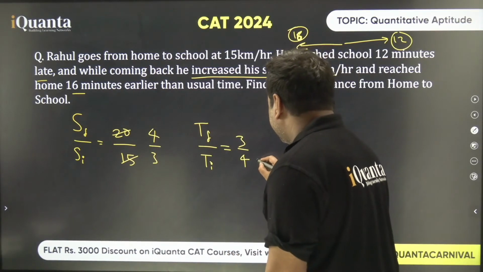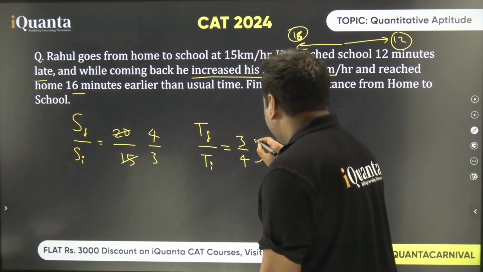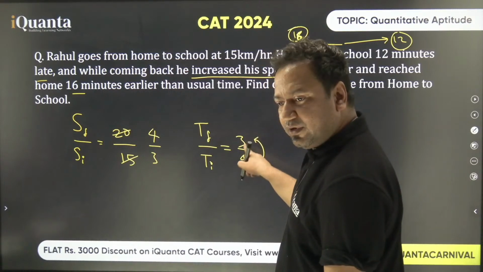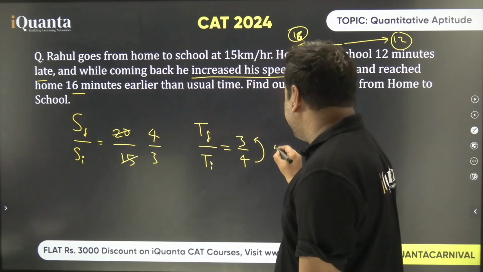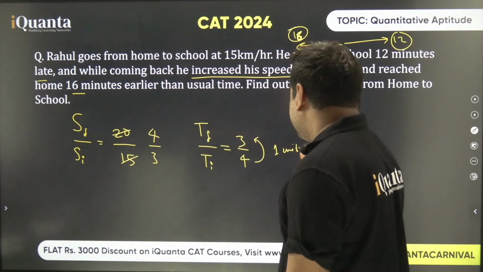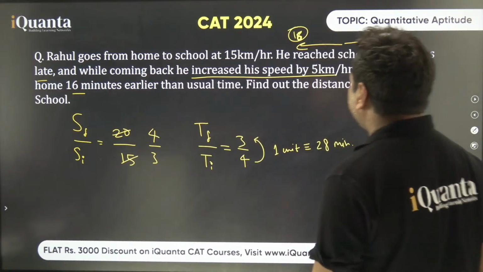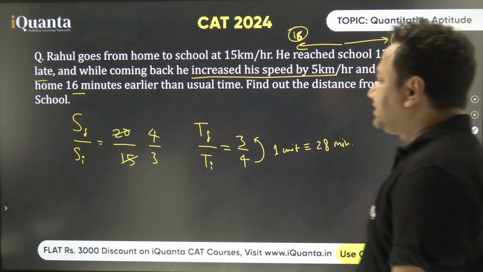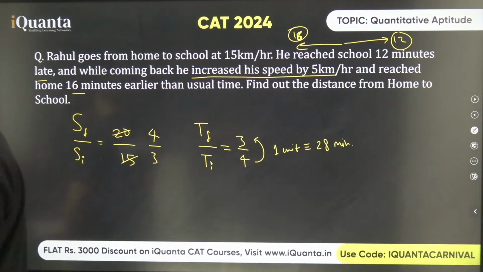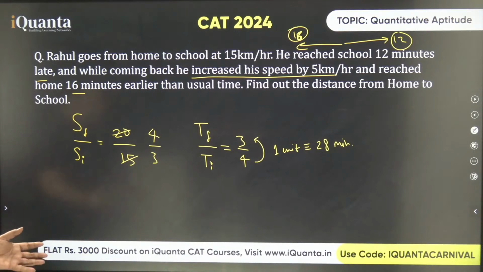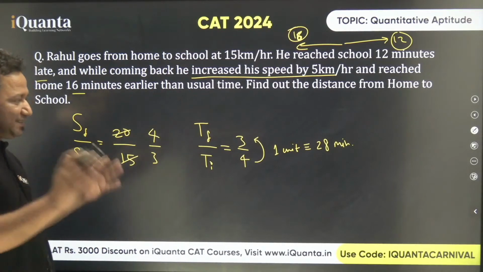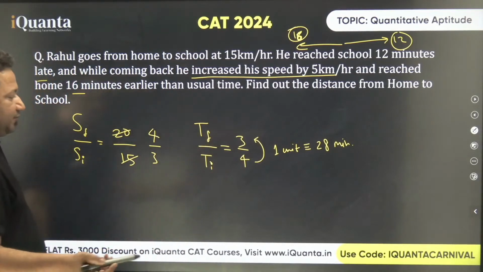Which means, see what is happening. In the world of ratios, the time has decreased by 1 unit. This 1 unit is equivalent to 28 minutes in the real world. Is that right? So now we have 1 unit equivalent to 28 minutes. We can actually find the exact final time or initial time, whatever.